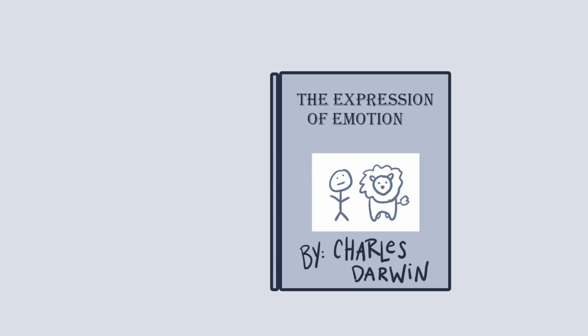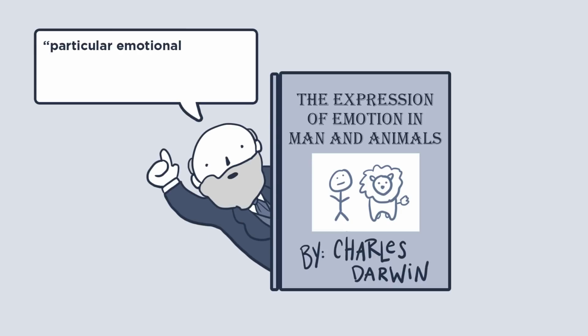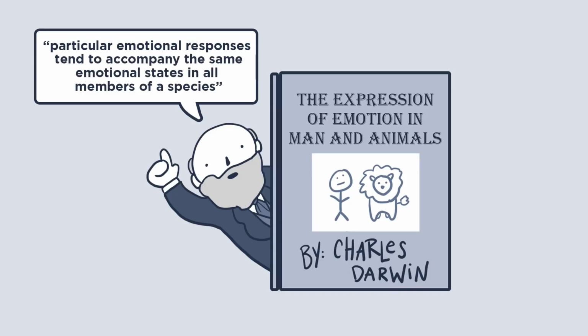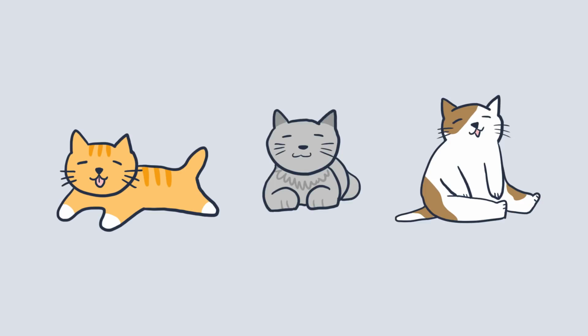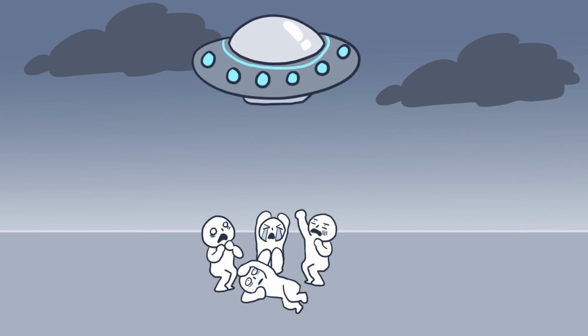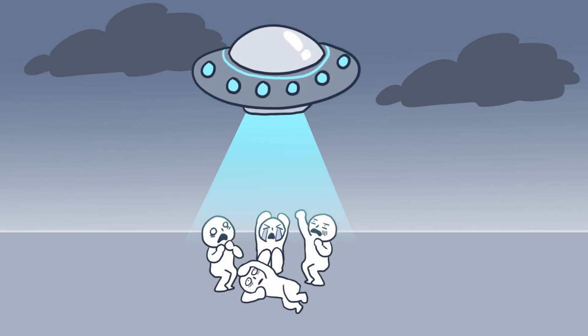Charles Darwin studied this third component of emotions in his 1872 book, The Expression of Emotions in Man and Animals, in which he argued that particular emotional responses tend to accompany the same emotional states in all members of a species. So, according to Darwin's argument, all of the members of a species will display the same behavior when they feel a particular emotion. All cats will display the same behavior when they are happy. And all humans will have the same facial expression and behavior when scared.